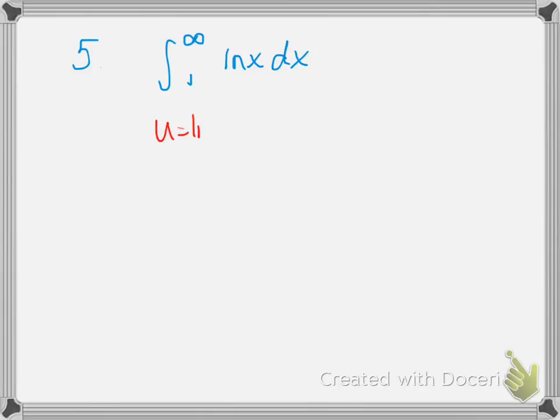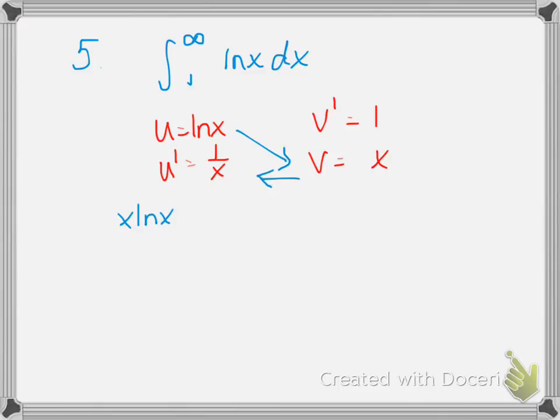So u is going to be ln of x, and v prime is just going to be 1. That means u prime is 1 over x because you find the derivative. v is x because you find the antiderivative. So then you do uv minus the integral of v u prime, which is x over 1 over x, which gives you a 1. So then the antiderivative would be x ln of x minus x.